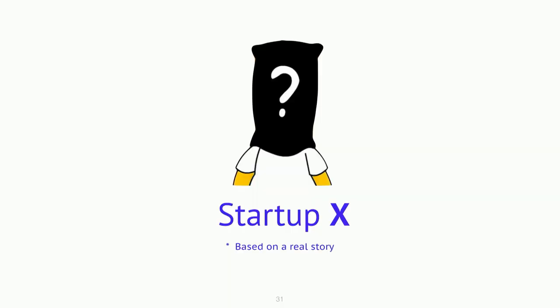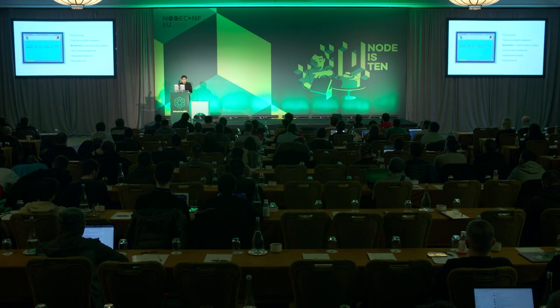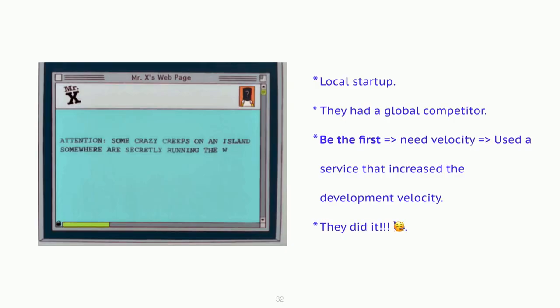And now about Startup X. And this is based on a real story. Startup X was a local startup that had a global competitor. But the difference was that they needed to be the first in the city to provide this service. They needed velocity. They used a service that increased the development velocity. And they did it. They were the first in the market. And it made a real difference.